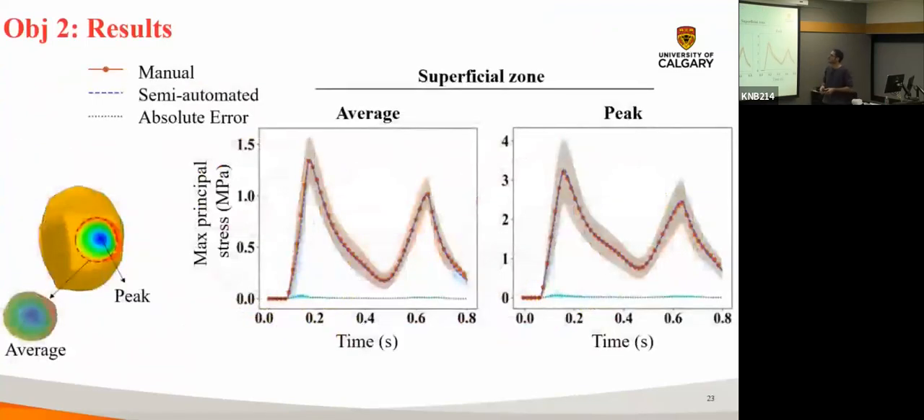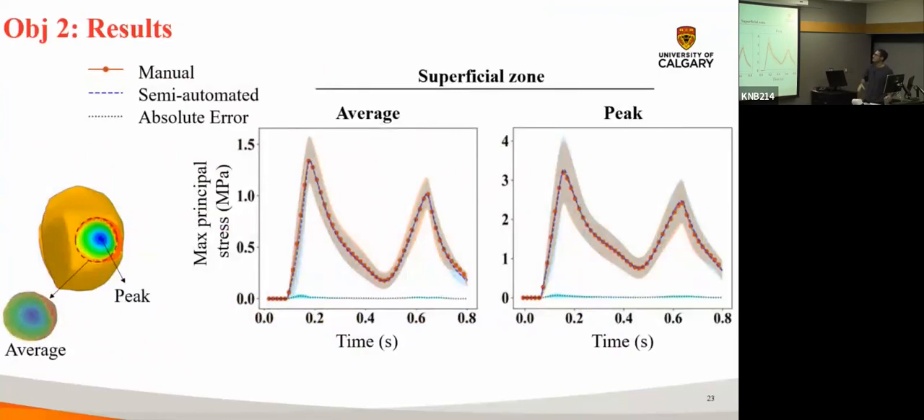So here is the numerical comparison. The manual is the solid line with the circle, and the semi-automated result is the dashed line. They are really close to each other. And the dotted line is the absolute error between the two models.